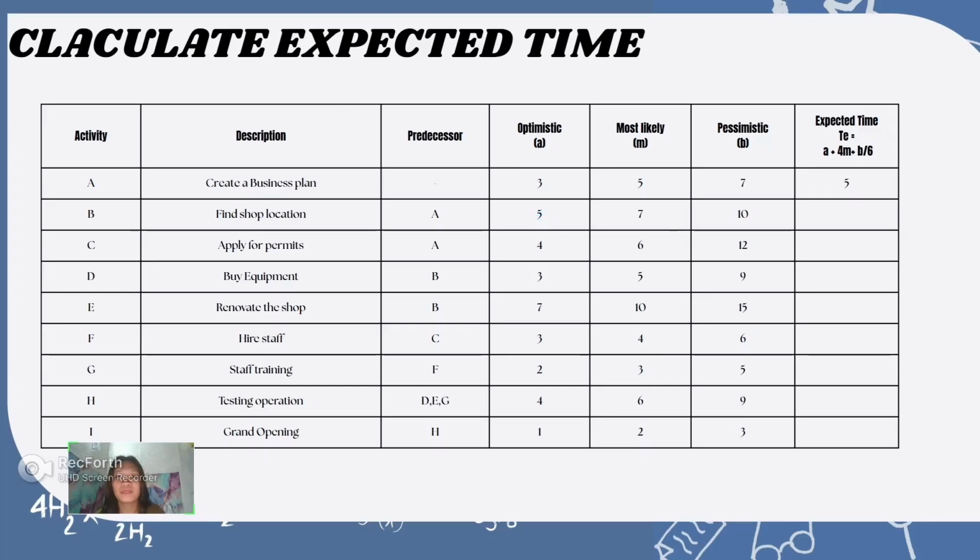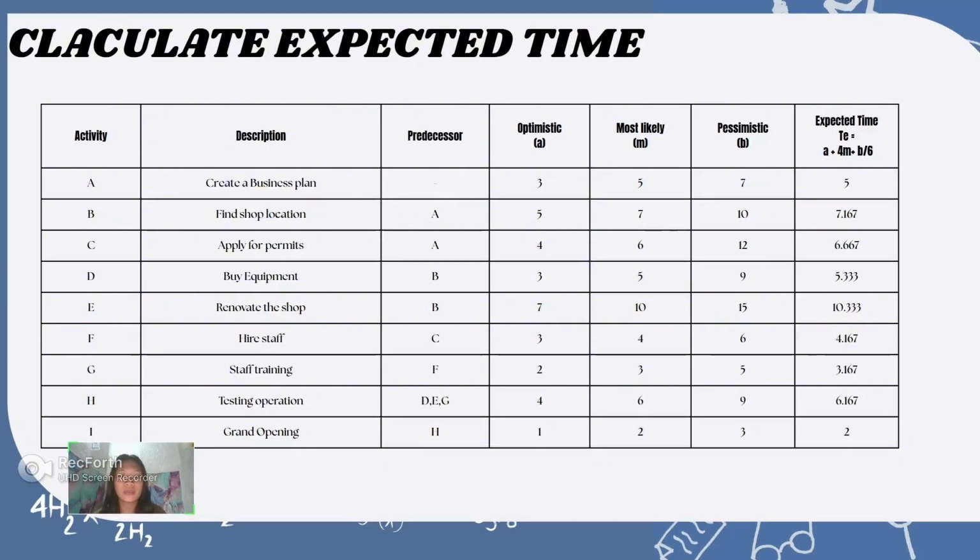And for B, it is 5 plus 4 times 7 plus 10, divided by 6, is equal to 7.167. This is rounded off to 3 decimal places. And for C, it is 4 plus 4 times 6 plus 12, divided by 6, is equal to 6.667. And we will do the same process for D, E, F, G, H, and I.